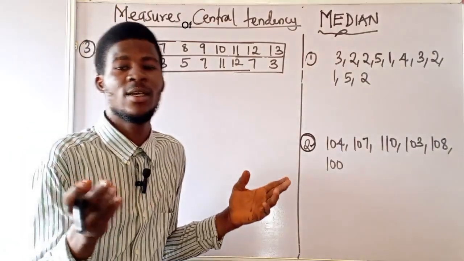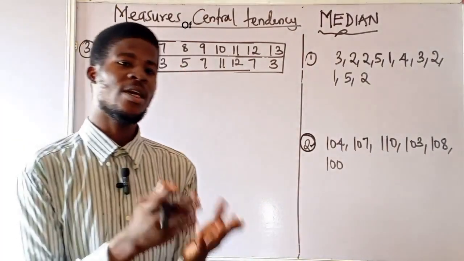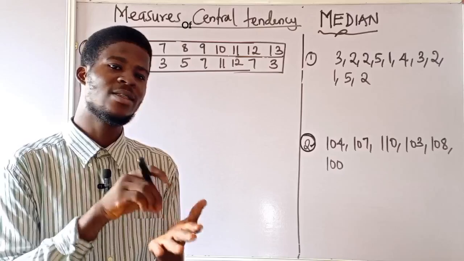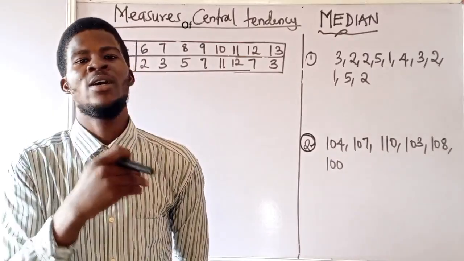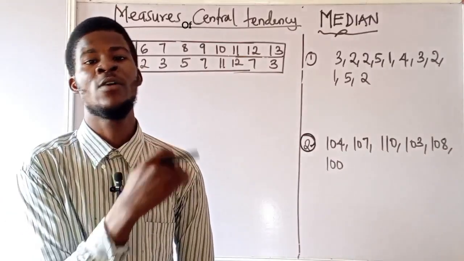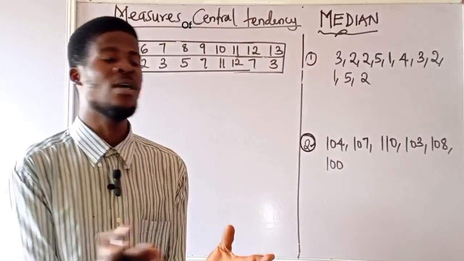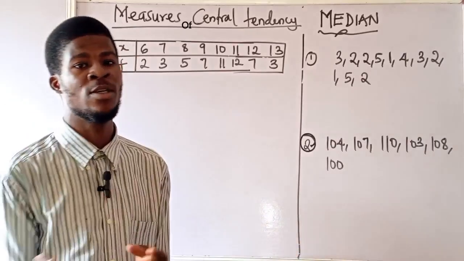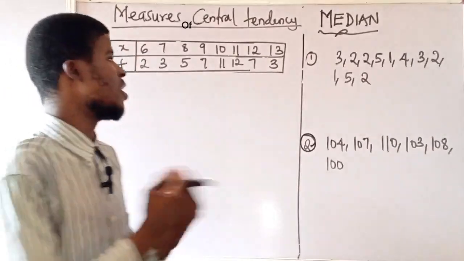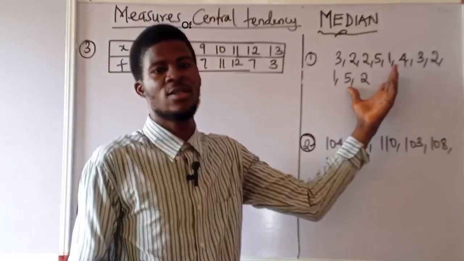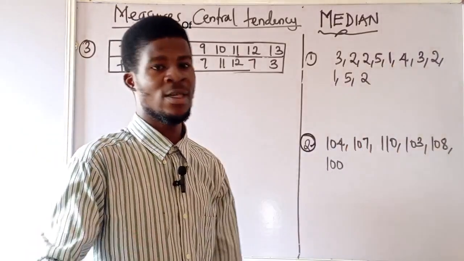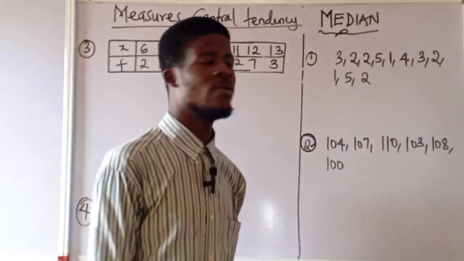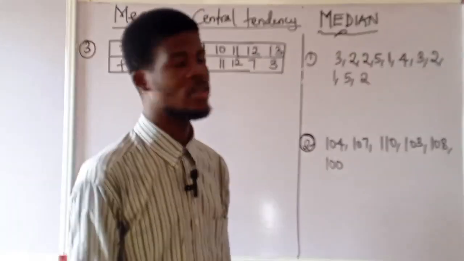What is median? The median of a set of numbers is the value that is found at the middle when the data or the set of numbers is arranged in order of size. When I say order of size, I mean from the smallest to the biggest, or from the biggest to the smallest. So before we determine the median of a set of numbers such as this, we must first ensure that the numbers are arranged according to their sizes. These numbers are not arranged according to size.